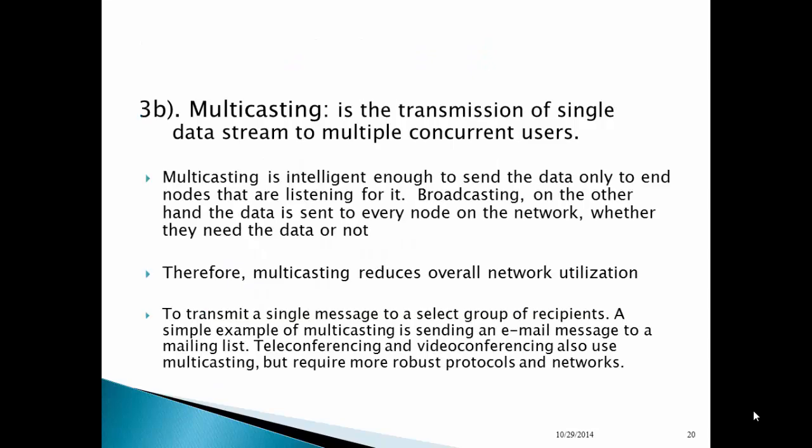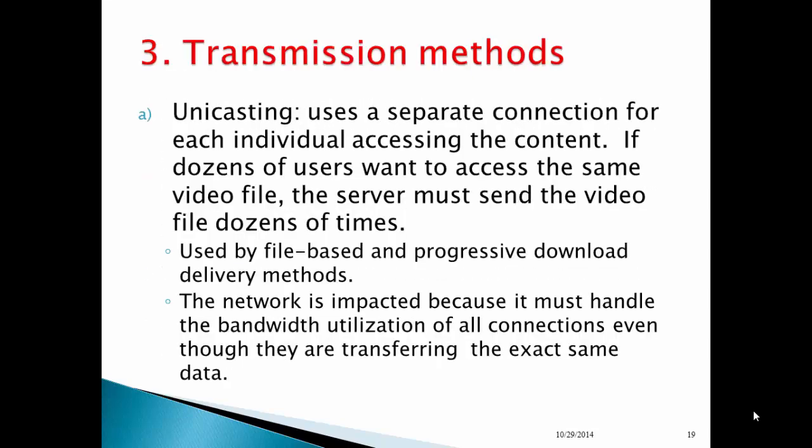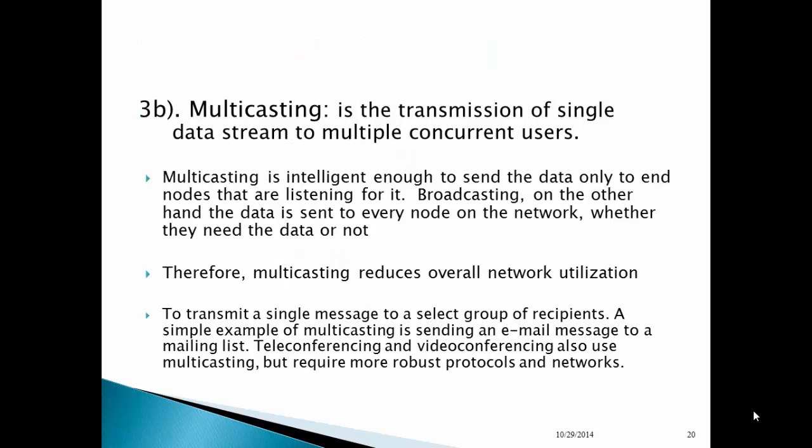The next one is multicasting. Multicasting is the transmission of a single data stream to multiple concurrent users. Multicasting is intelligent enough to send the data only to end nodes that are listening for it. In broadcasting, on the other hand, the data is sent to every node on the network, whether they need the data or not. Therefore, multicasting reduces overall network utilization.